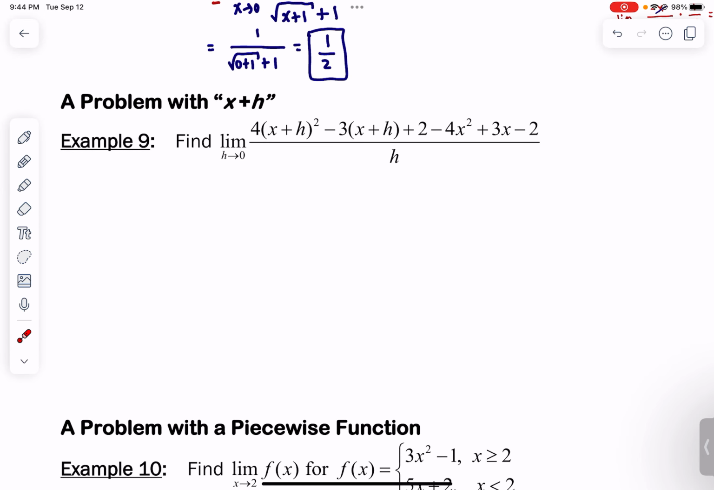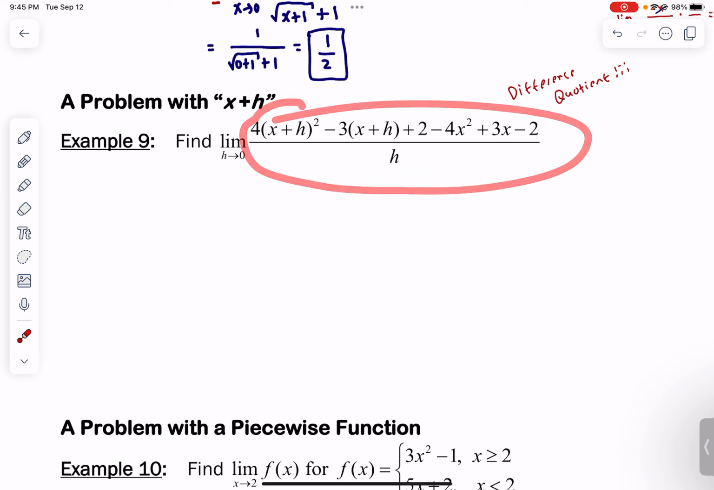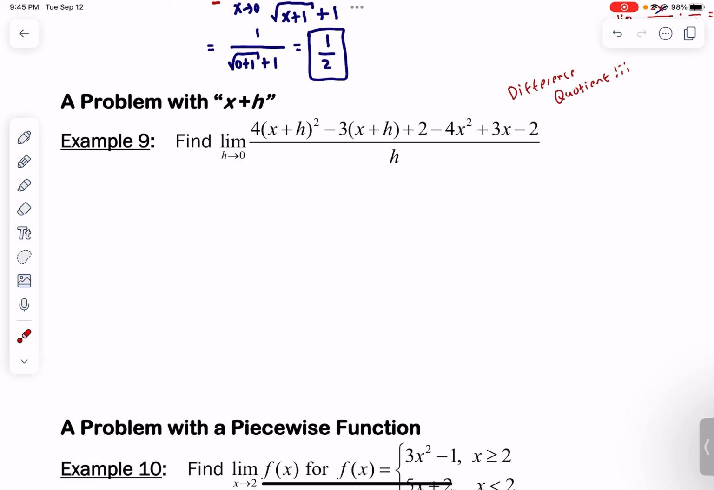In example number 9, we kind of already have worked with this in class today. Today in class, we were working with the difference quotient. And all we did today was really just work with the algebra and our new knowledge of limits. We haven't really talked about the meaning of the difference quotient, but I promise you that we will. So this whole expression is really the difference quotient, but for a specific function.